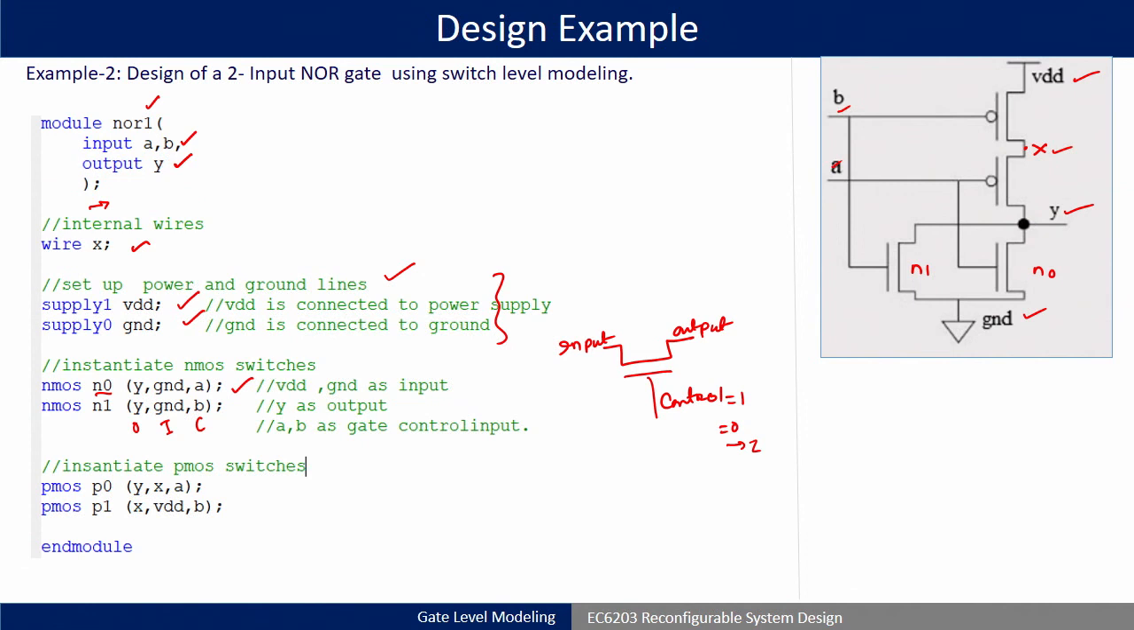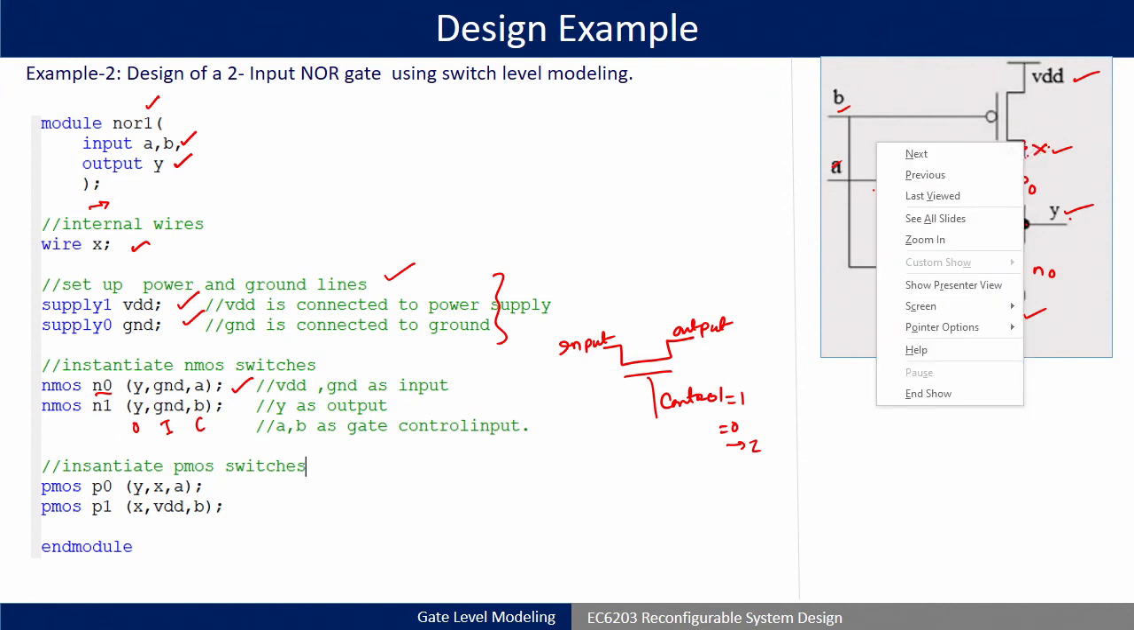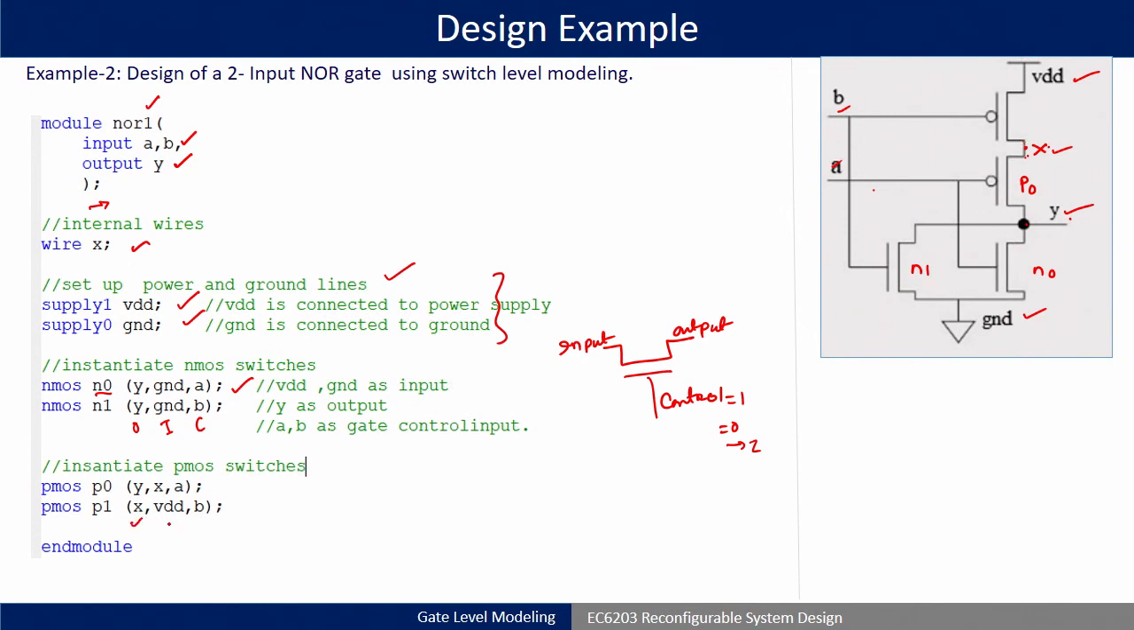Similarly, for PMOS we have taken again Y as my output, X as input, and A with P0 as the instance name. A is my control input. In the other case, as this is series, the output has to be connected to the input. Understood? If outputs are connected to each other, then it becomes parallel. If output and input are connected, it is series. So again X has to be the output, then the input. So X as output, VDD is your input, and B is my control input.